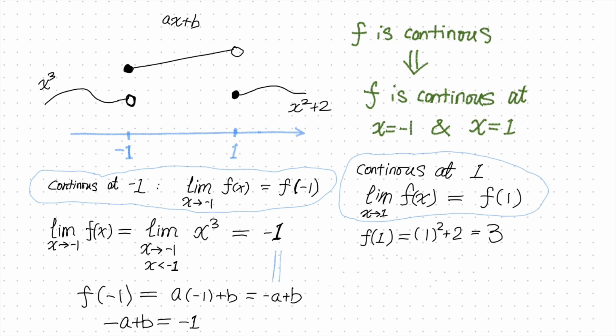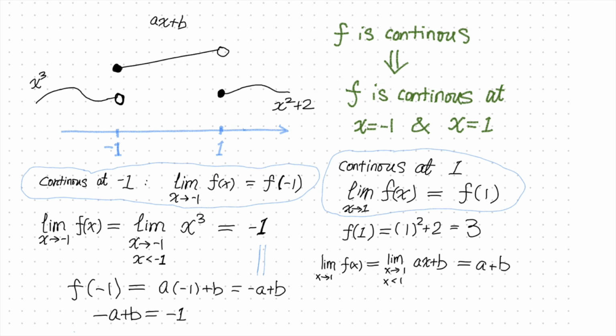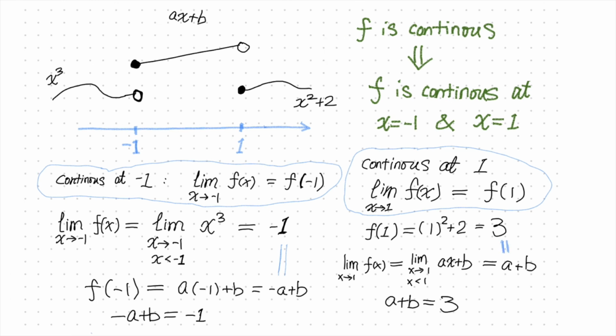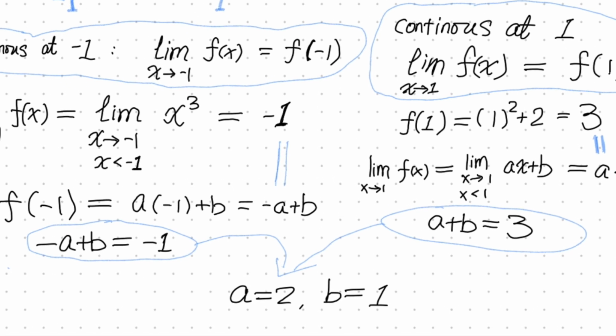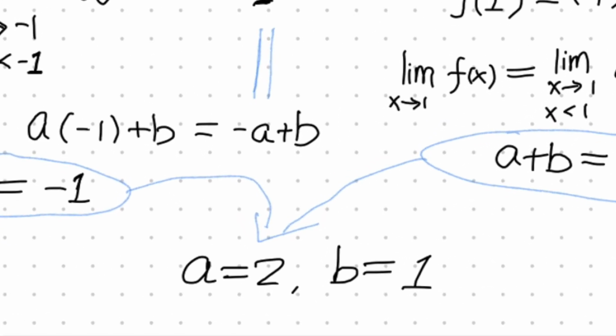We simply plug in 1 into x squared plus 2 and we get 3. Next, I will compute the limit of f of x as x goes to 1. This time I will also let x approach 1 from the left side, so x is always less than 1. When x is less than 1, f of x is given by ax plus b. To take the limit, we simply plug in x equals 1, and we get a plus b. For the function f to be continuous, a plus b should be equal to 3. Now we have two equations in a and b. Solving them, we get a is 2, b is 1.